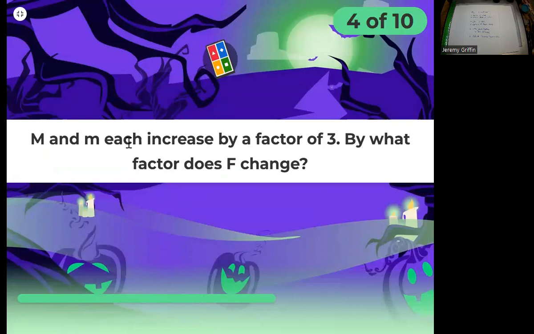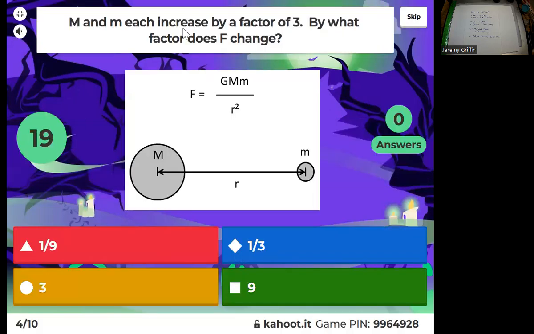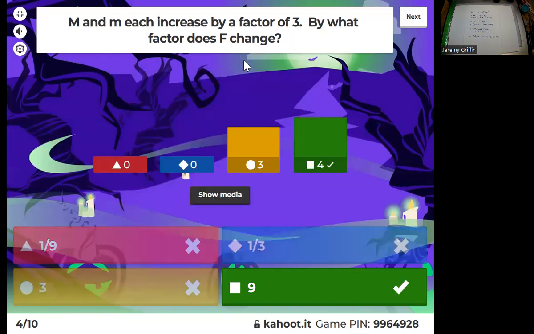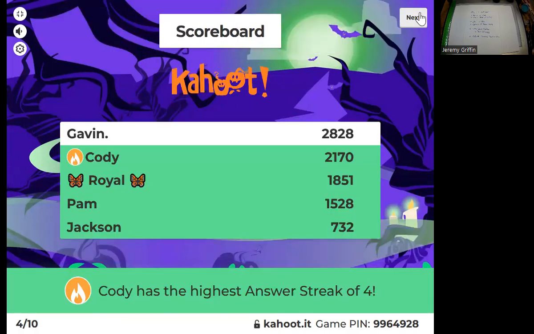Suppose you tripled both of the masses. Triple. Factor of 3, factor of 3. Yeah, 9 times. 9 times the gravity force, right? So 3 times 3.